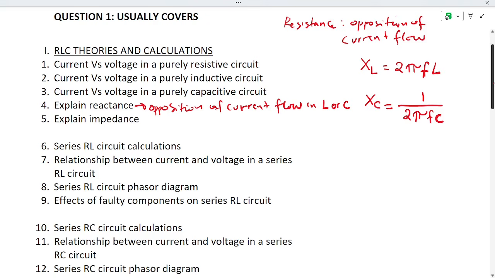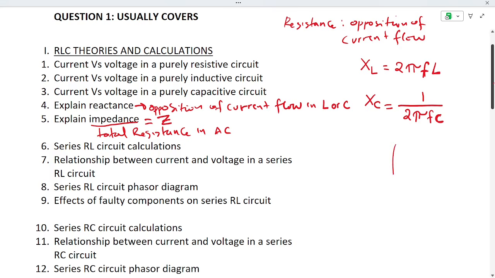So point 5, impedance. Impedance is the total resistance in an AC circuit. The symbol that we're going to use to refer to impedance is the letter Z. When we do calculations, we're going to describe again how to calculate the impedance. Point 6. From point 6 we're already introducing the calculations.